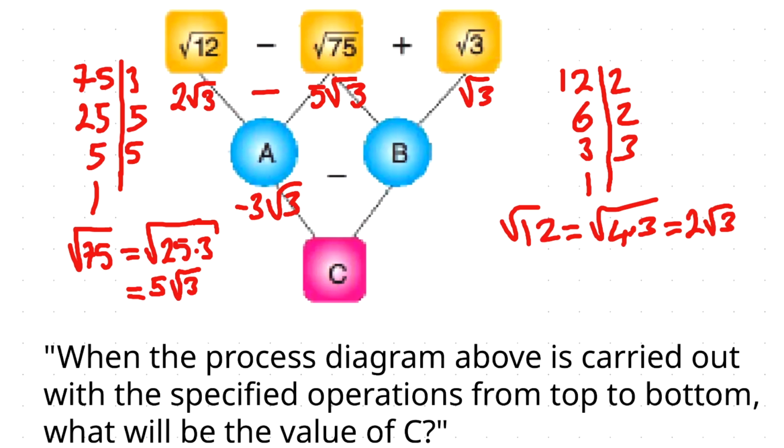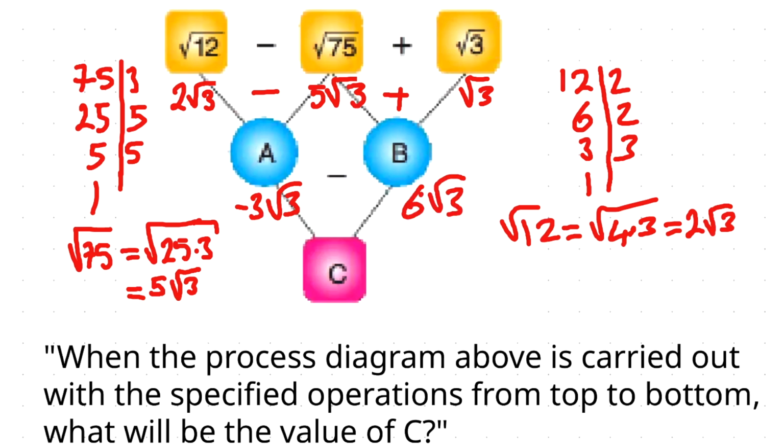For B, you're supposed to add 5 root 3. In this case, this negative sign does not belong to 75. You need to consider this 5 root 3 by itself. 5 root 3 plus root 3 will give you 6 root 3.